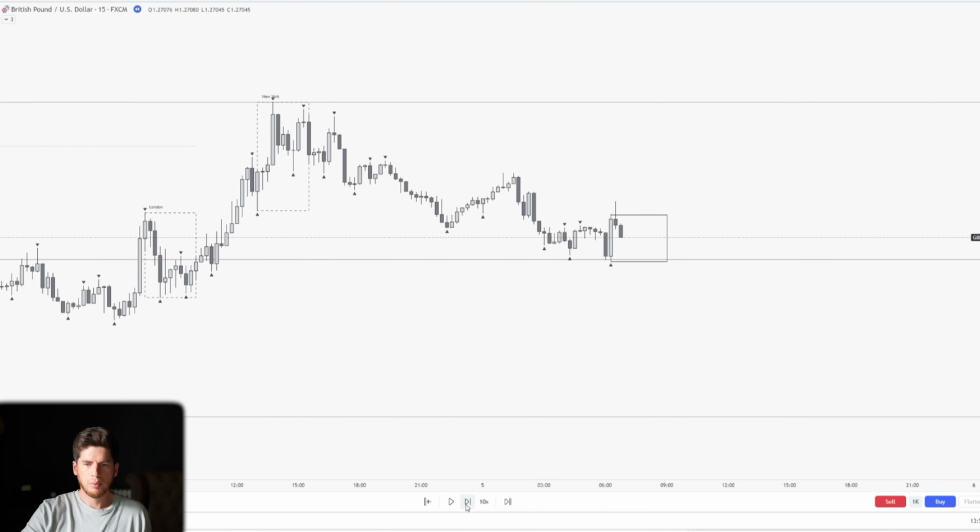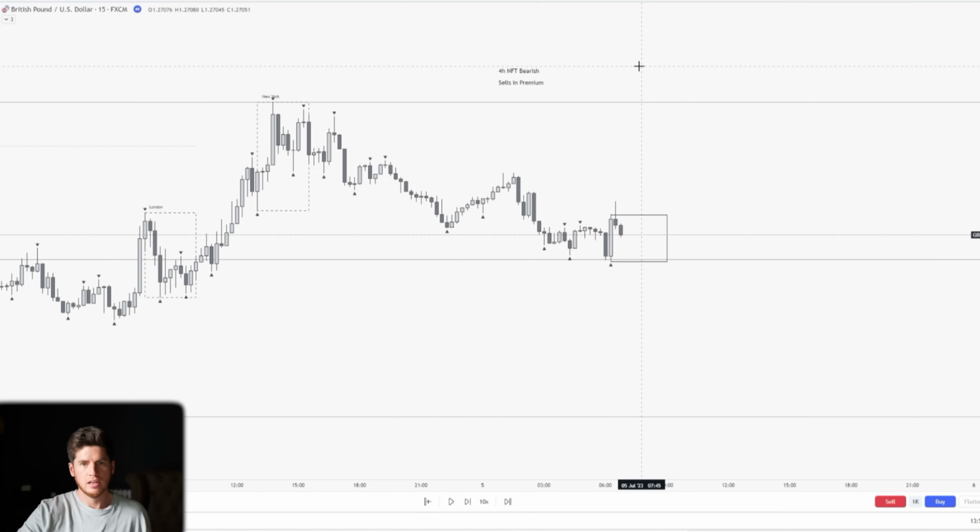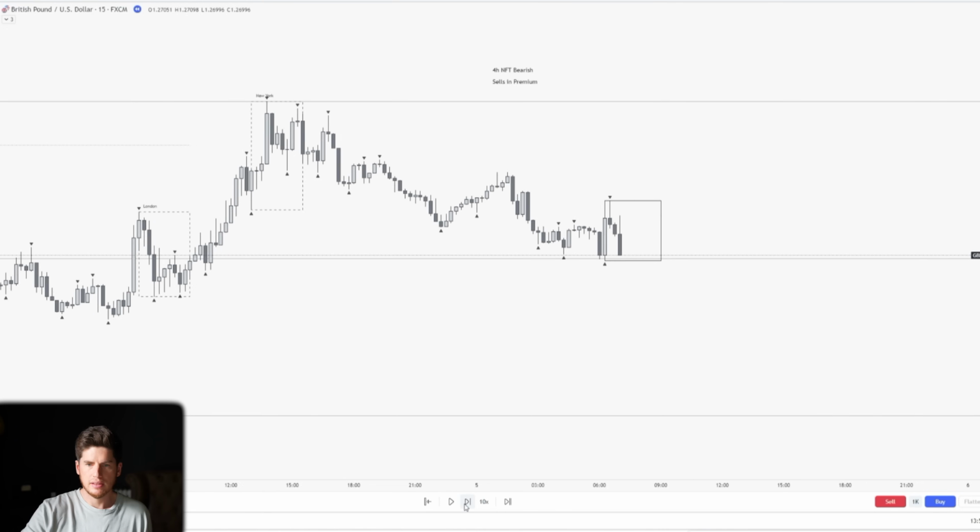Now you've got to remember what your bias is. You can even draw it on your charts. You could literally get a text tool and you could say 4-hour is NFT bearish, sells in premium. And if you've tested enough and you're confident enough, you can also buy counter trend play in discount. But you need to make sure you got your data and just take your time with it. Don't rush into things. So let's play this forward.